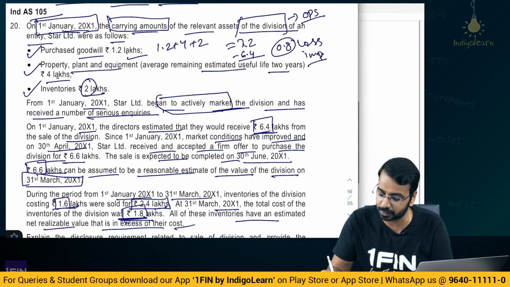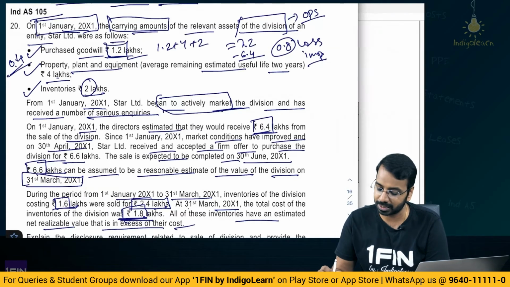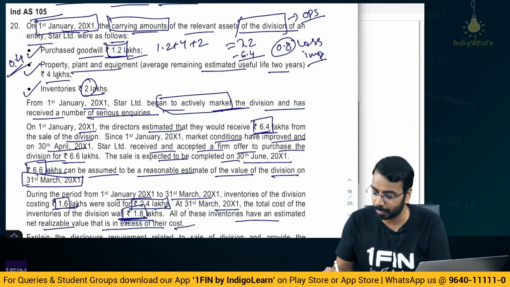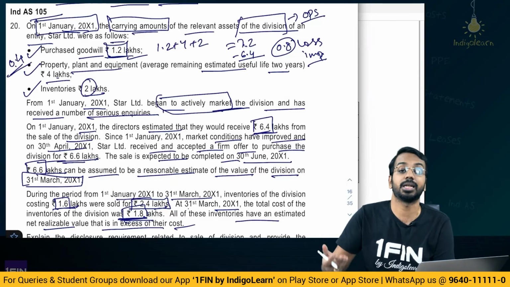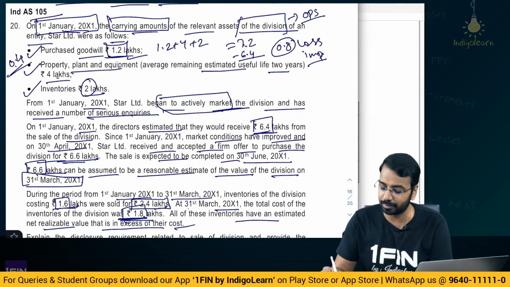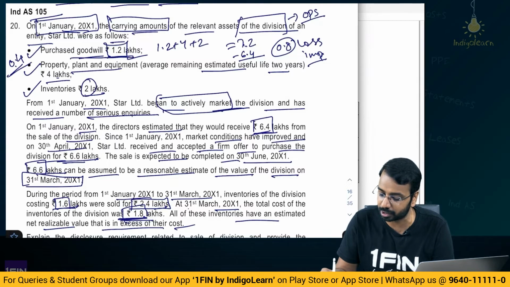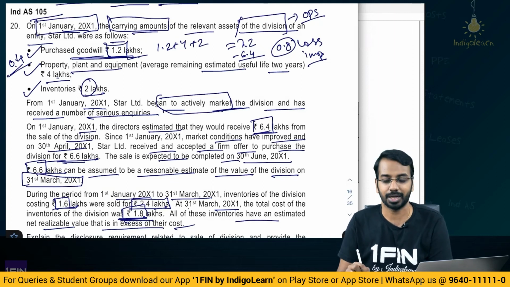This impairment loss is first adjusted against goodwill. Now, what is the goodwill value? Goodwill value is 0.4 lakhs. From 1.2, it has come down to 0.4 lakhs. That is the first thing. Then, subsequently, Star Limited received and accepted a firm offer to purchase the division for 6.6. The value has increased. Now, can I reverse the impairment loss? Please remember, this impairment loss has been allocated to goodwill. So, subsequently, you cannot reverse the impairment loss, right?